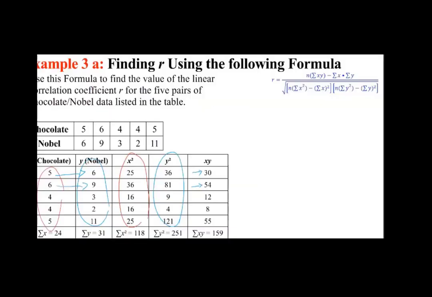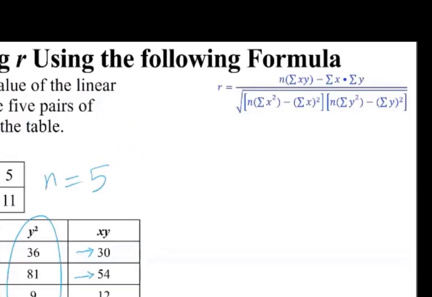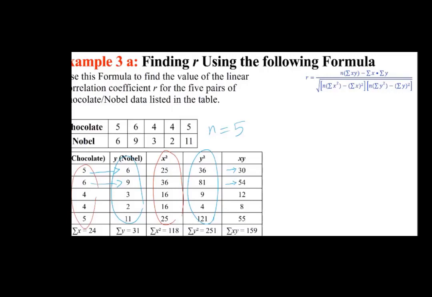Now look at the top formula in blue. You have everything. N being 5, just plug in. 5 times summation of xy, which is 159, minus summation of x, which is 24, times summation of y, which is 31, over the square root of n times summation of x squared, which is 118, minus summation of x, which is 24, squared. You close the brackets, and in the new brackets, n is 5 times summation of y squared, which is 251, minus summation of y, which is 31, squared. Do the math, and you come up with the answer, 0.795.